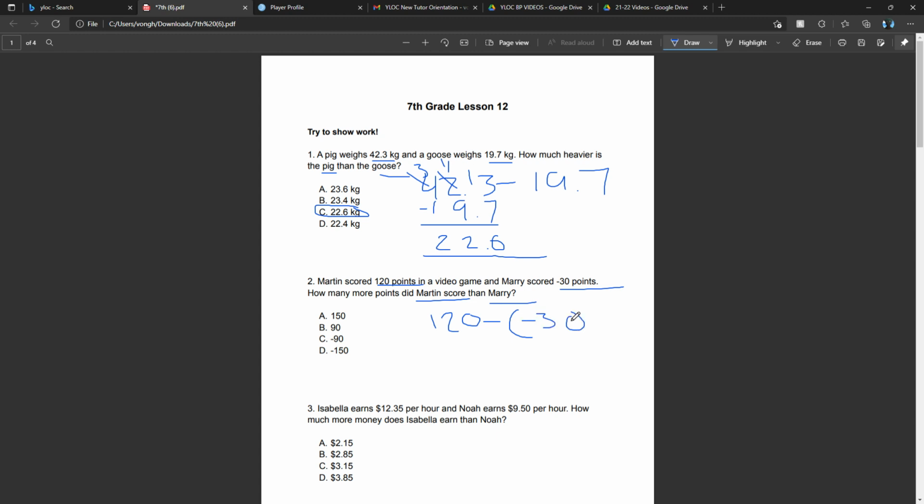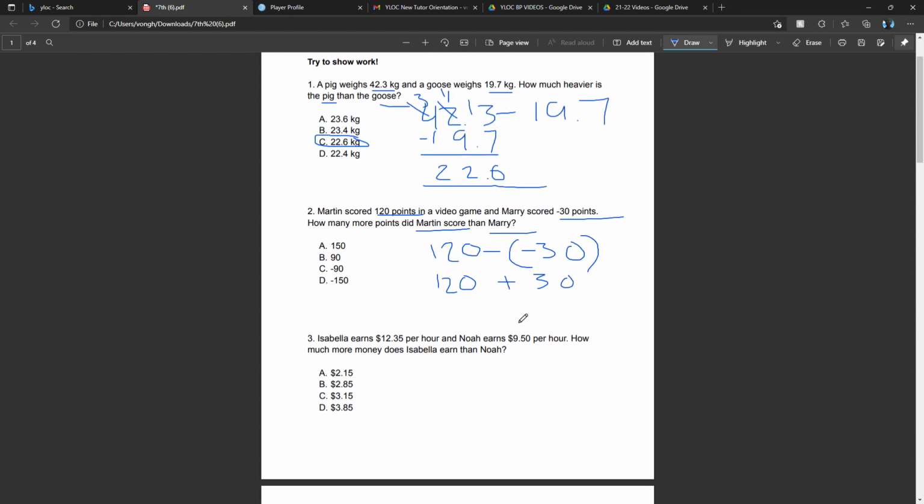Negative 30. When you have a problem like this, it's a number minus a negative number. Since there's two negatives, they multiply with each other and you just get a positive. So then you just get 120 plus 30, because really it's saying negative times a negative right here. When you add them up, you get 150. So A is your answer.